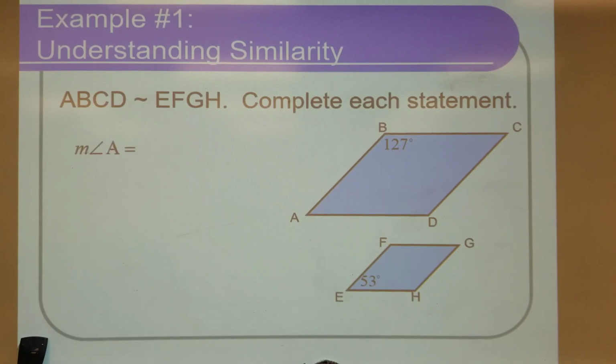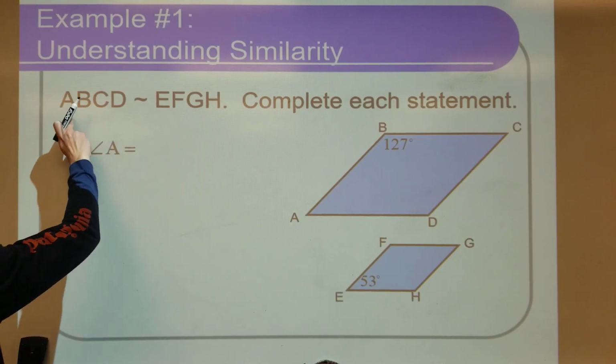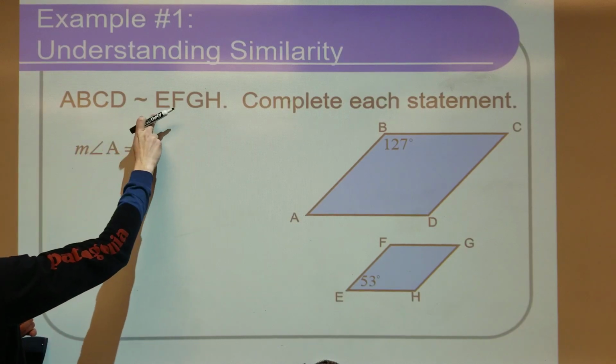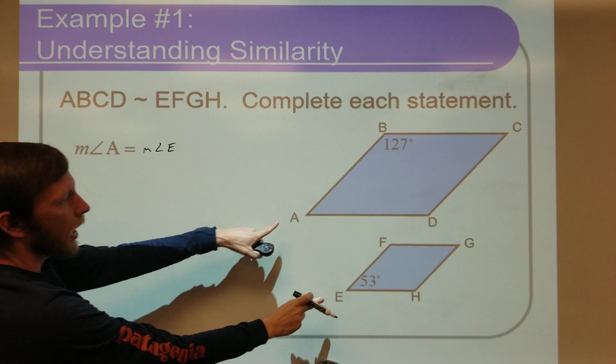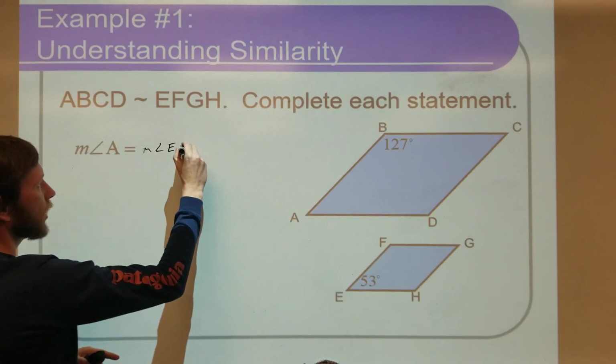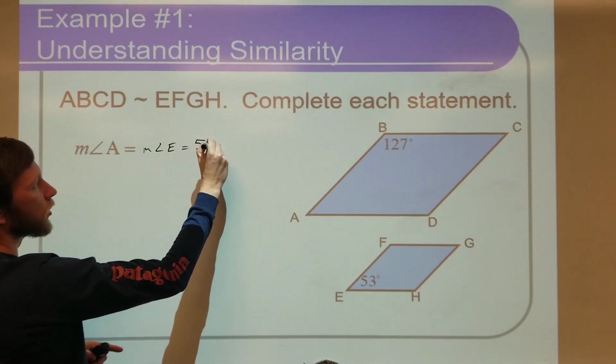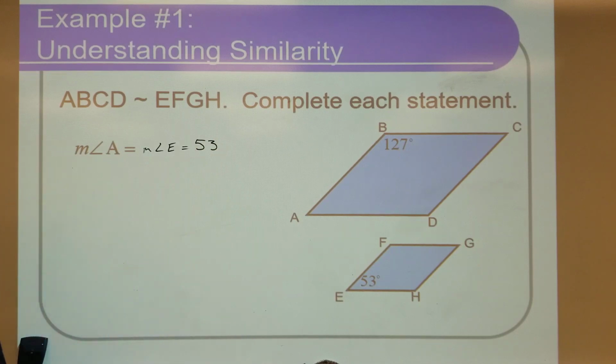In that exploration here, we can complete a couple statements. First of all, the measure of angle A is going to equal the measure of angle E. Those are corresponding angles. A corresponds to E, and therefore we will know the measure of angle A is going to be 53 degrees.